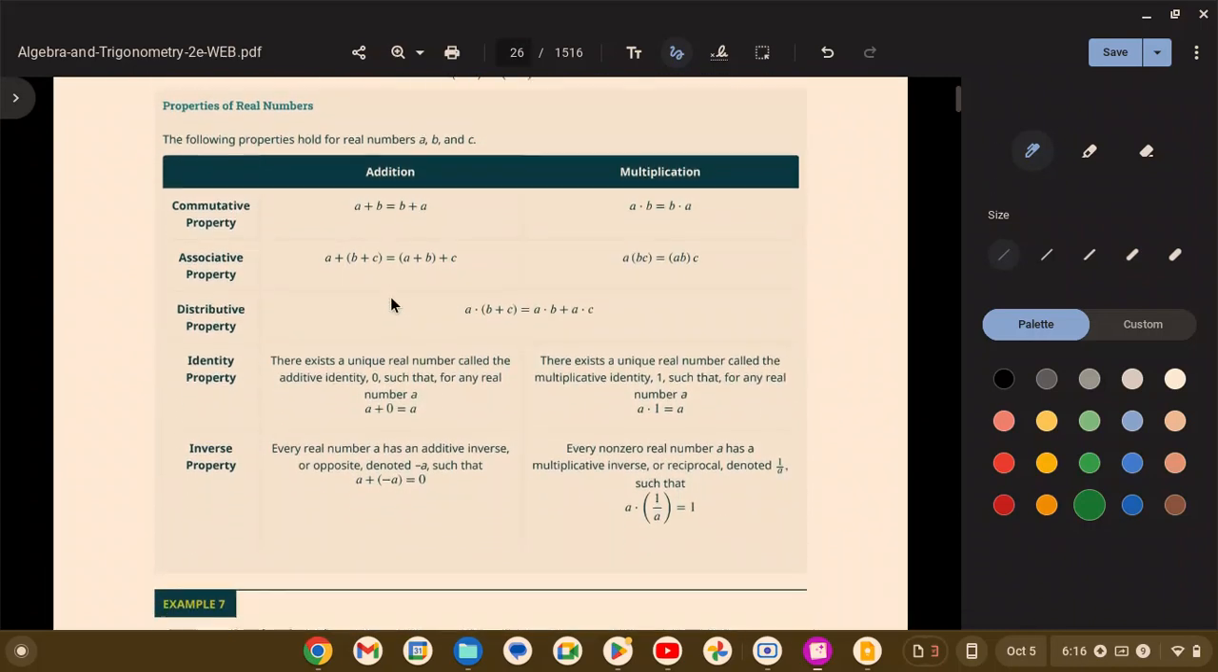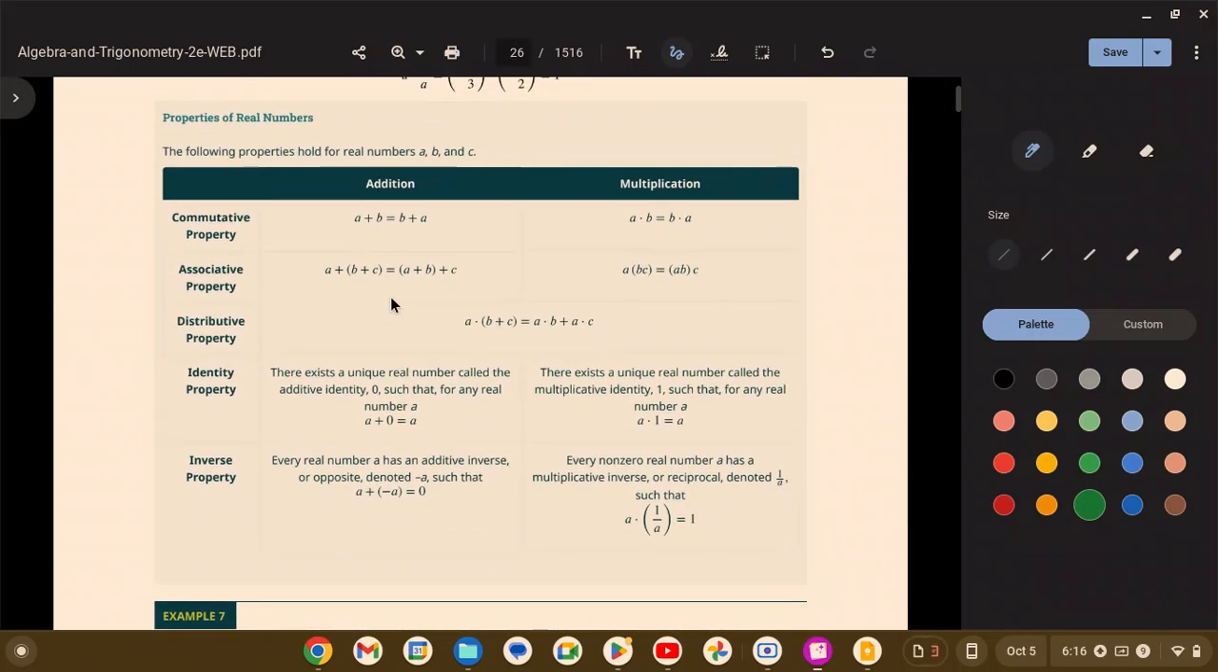And here are all the properties listed. The following properties hold for real numbers A, B, and C. You have the commutative property of addition and multiplication. You have the associative property of multiplication and addition. You have the distributive property, which distributes multiples into sums. Identity property for addition and multiplication. And then you have the inverse property, where the sum equals 0 and the product equals 1.